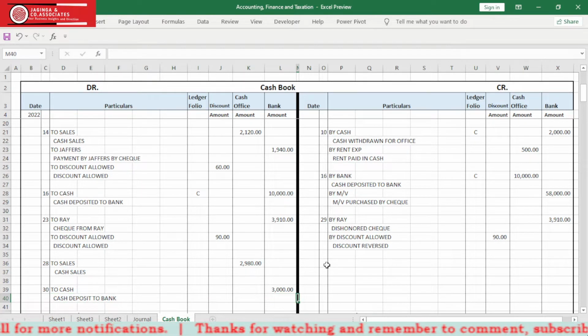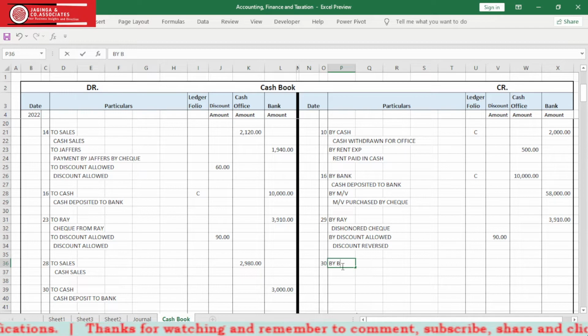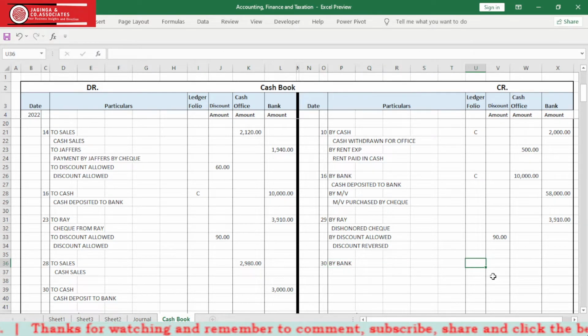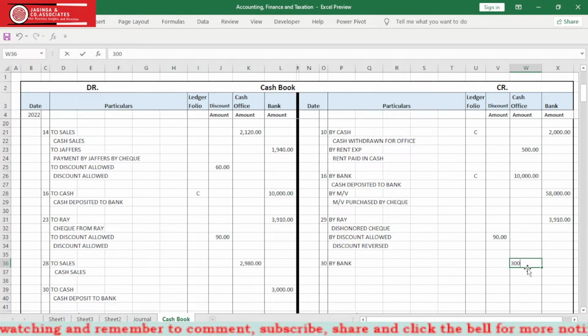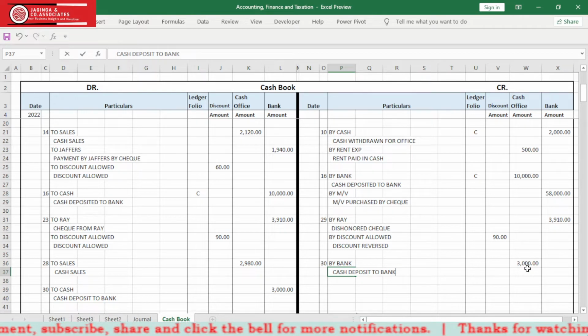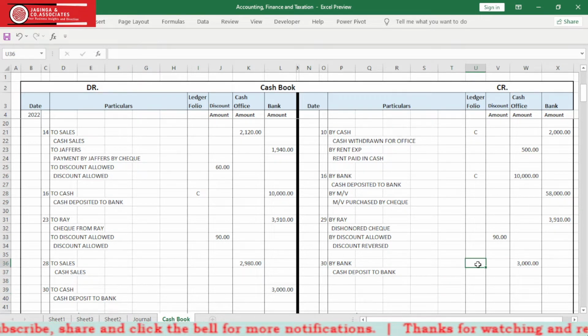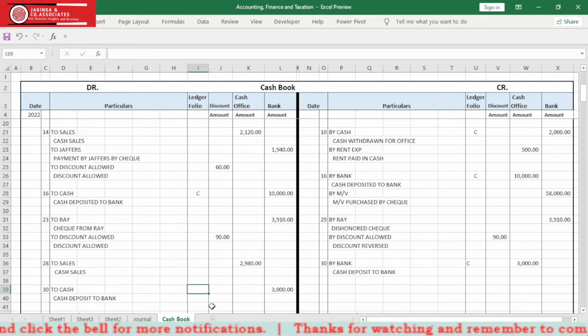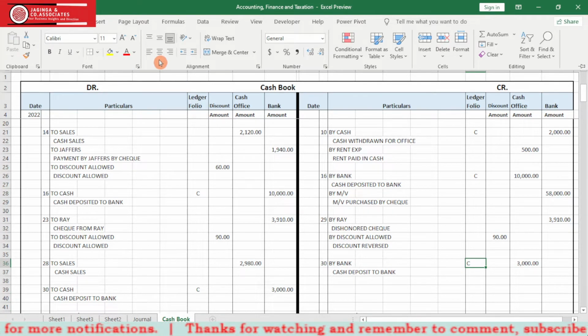and then on this side again we'll write here 30th. Then here we'll write by bank. By bank here we mean cash was taken and deposited to bank. So this one narration is cash deposit to bank, and this one also is a contra entry. This one is also a contra entry. So we are taking cash and depositing in our bank account.